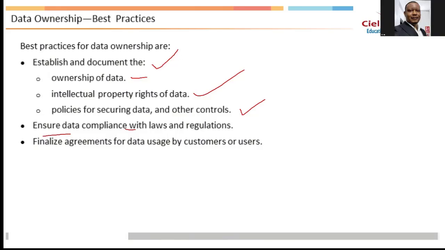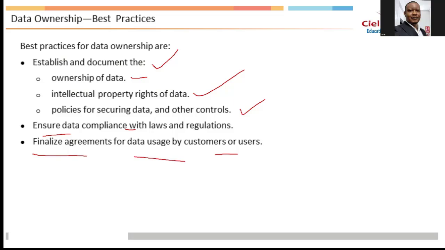Then aside from that, other best practices for data ownership include ensuring data compliance with laws and regulations. So the data owner needs to make sure that their data, as well as data management practices, complies with relevant laws and regulations. I've talked about GDPR, I've talked about HIPAA. So if you're handling, let's say, data for an EU citizen, for example, you need to make sure that you comply with GDPR by obtaining the person's consent and also ensuring data protection. Then also finalize agreements for data usage by customers or users.